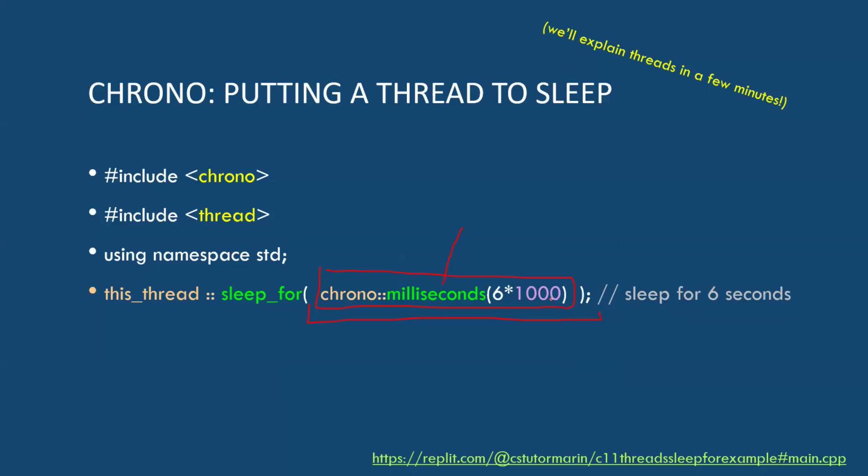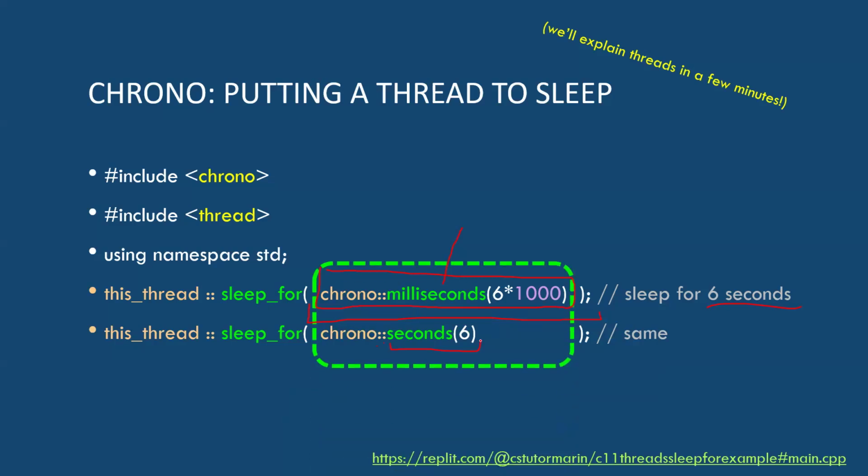So 6 times 1,000 milliseconds is going to be 6 seconds. But we could also just say chrono double underscore seconds 6. So instead of doing the CN on your last practice problem, you could replace it with the sleep for and just put the thread to sleep that way, right? So really it's kind of a proxy for asking a slow human for some feedback. But we're going to use this in a lot of our practice problems today, okay?